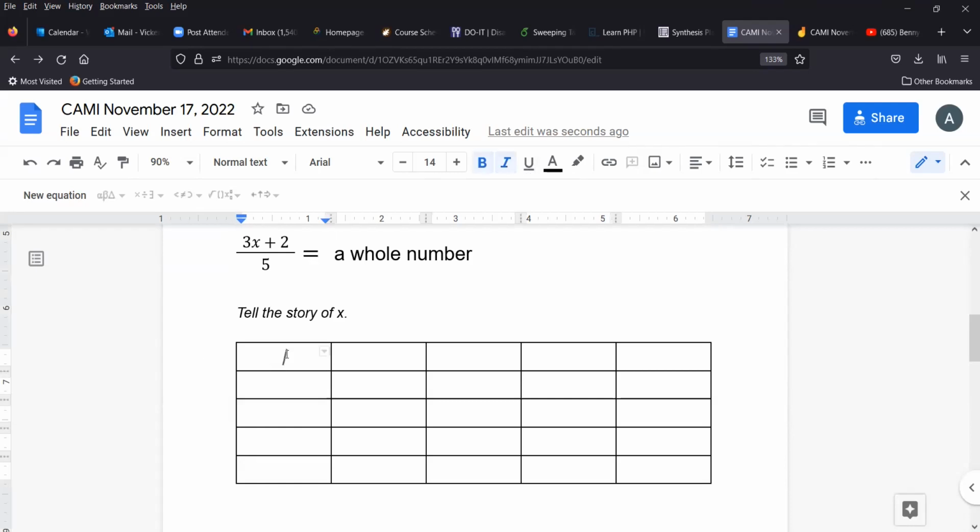Okay, so here's the equation. 3x plus 2 over 5 will equal a whole number. So if we tell the story of x, first it's just x. And then by multiplication, it's 3x. And then by looking at the full numerator, it becomes 3x plus 2. And then once we have that numerator, we're dividing it by 5. So then it becomes 3x plus 2, I'll put it in parentheses to be clear, all of this is happening, and then it's divided by 5. And then what we want for the result is a whole number.